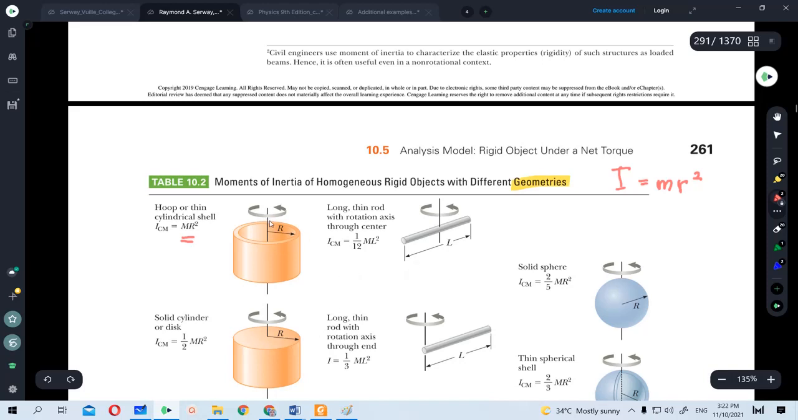So you need to look at where the axis of rotation is. In the case of the first figure, the axis of rotation is exactly at the center. What about this one? Again at the center. However, for the thin long rod, which is 1/3 here, the axis of rotation is somewhere at the end.